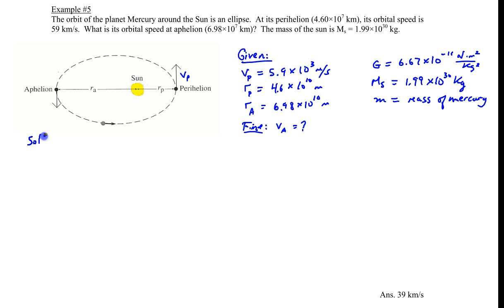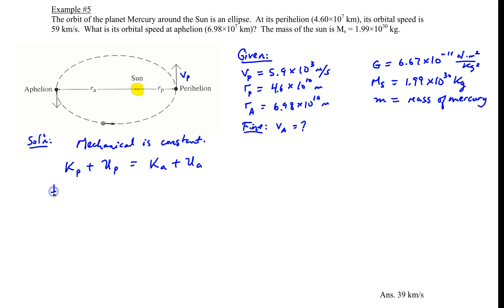So how are we going to approach that? Well, we go back to that assumption that the mechanical energy is constant. Since that's constant, we can say the sum of the two energies that make up the mechanical energy, the kinetic energy at perihelion plus the potential energy at perihelion, is equal to the kinetic energy at aphelion plus the potential energy at aphelion.